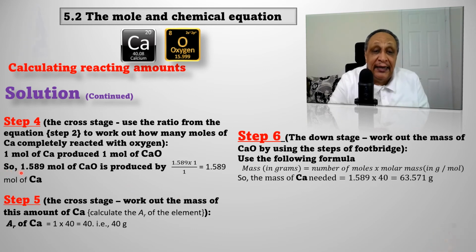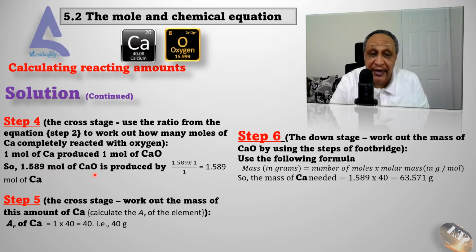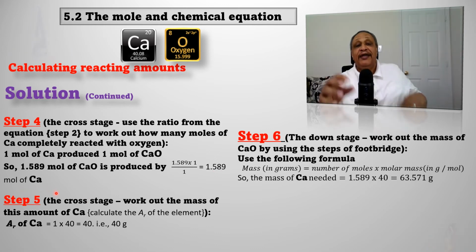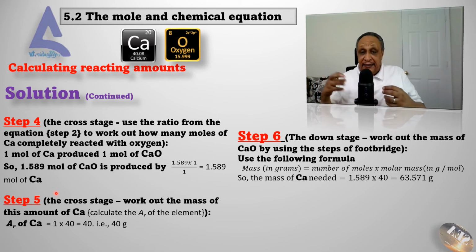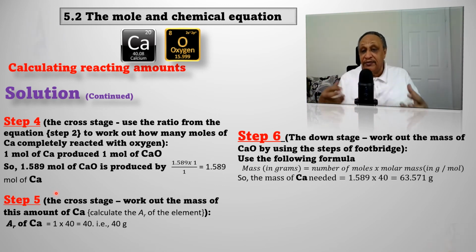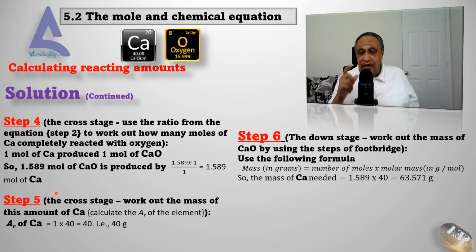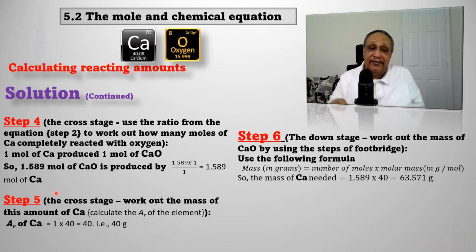So 1.589 mole of calcium oxide is produced by 1.589 multiplied by 2 over 2. You cross 2 with 2, and this is equal to 1.589 mole of calcium. So now I come out with how many moles of calcium I require. Moles of calcium, not the mass of the calcium.